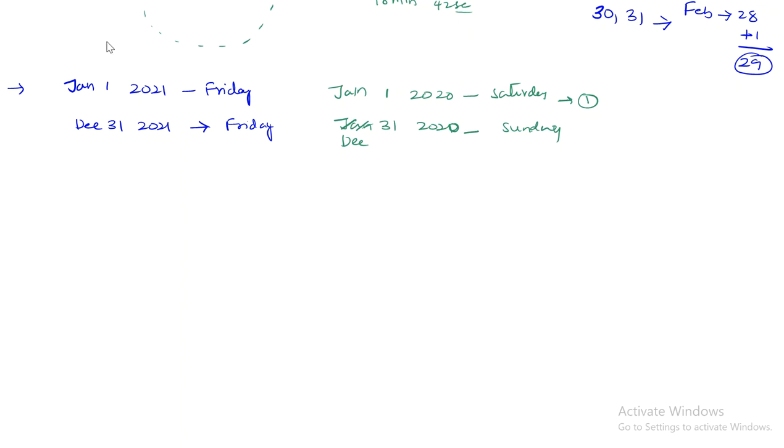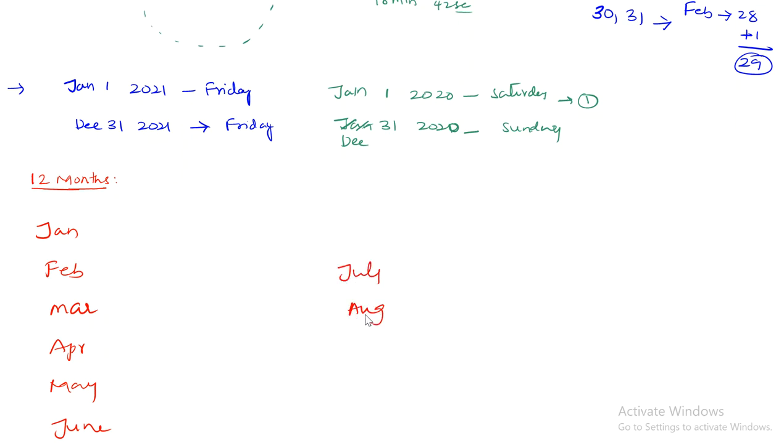Now here, let's say we have 12 months. Among these 12 months, we have January, February, March, April, May, June, similarly July, August, September, October, November, and December.